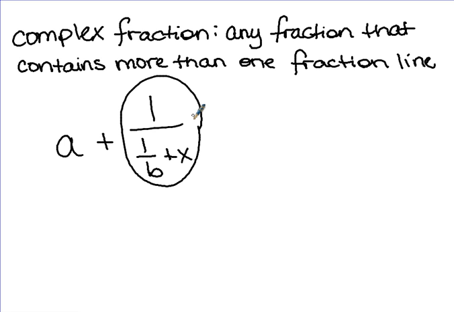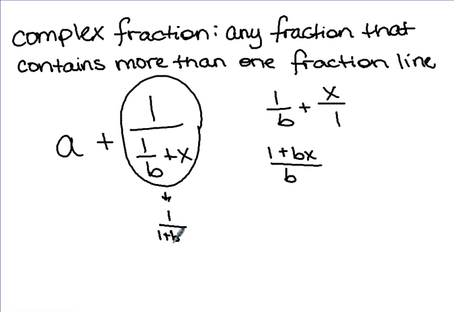And it's over 1 over b plus x. So we want to simplify, first of all, this 1 over b plus x. Now we know this x is over 1. So what we want to do is find a common denominator to add them. A common denominator between b and 1 would be b. 1 stays the same, and our x becomes bx. So now our denominator term was simplified to be 1 over bx. So now I can take this whole fraction and rewrite it as 1 over 1 plus bx over b.